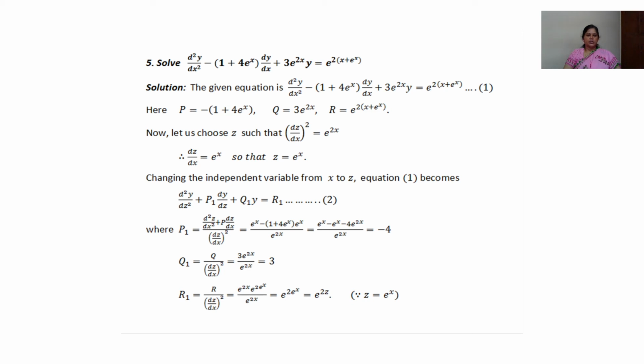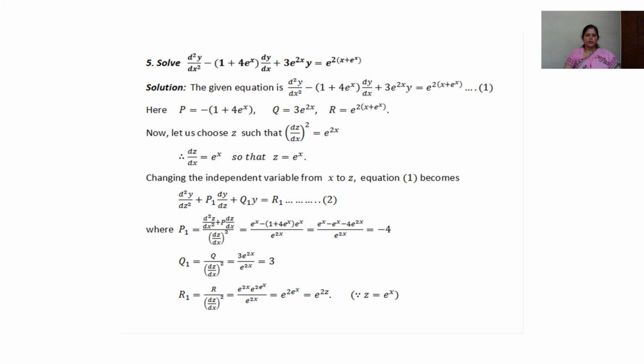Substitute the value of d²z/dx² first. So dz/dx is e^x, which means d²z/dx² is also e^x. That's why the numerator's first term is e^x, minus... we are taking minus because the P value is minus here. So minus 1 plus 4 into e^x into dz/dx, which is e^x. So the numerator value is e^x minus e^x minus 4e^(2x), divided by e^(2x).